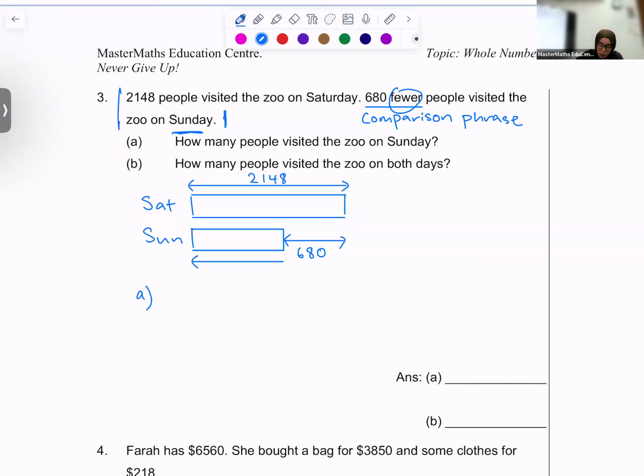So this is what we're looking for for part A. You can draw a question mark and you can also put a bracket and put A so that you know this is what I'm looking for, question A. Okay, very good. Pritika has shared with us already. What we can do is take the number of people on Saturday and minus off the difference, which is 680. Now can everyone work this out, please? Make sure you write down your number sentence and your working at the side.